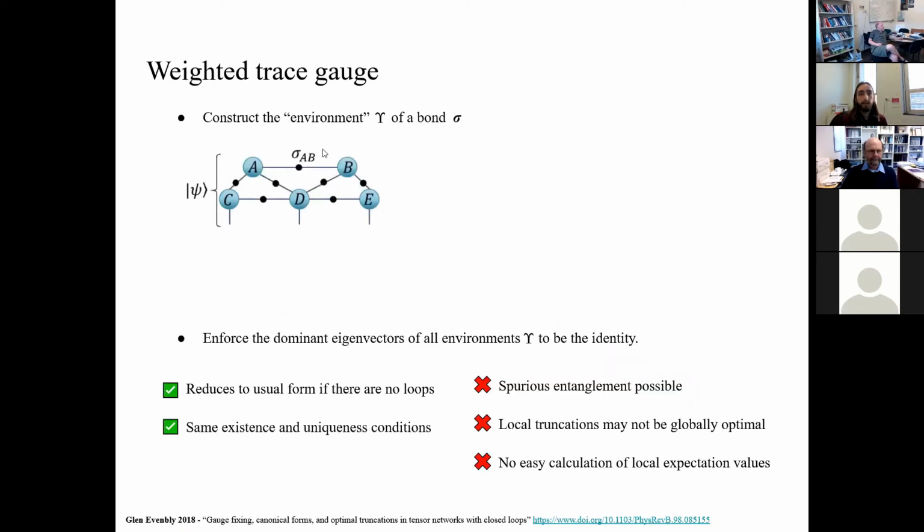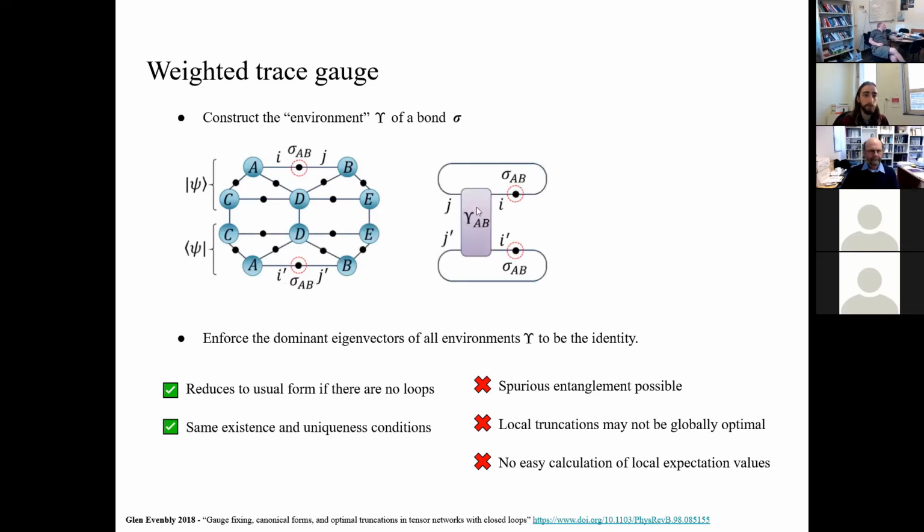So here we've got a tensor network, and we've singled out one bond, sigma AB. Now contract that tensor network with its own conjugate apart from these two bonds, and we're left with just this single tensor, and these are the two bonds, the sigma and the sigma. Now just consider this tensor on its own. This tensor is called the environment of this bond. It has 4 legs.